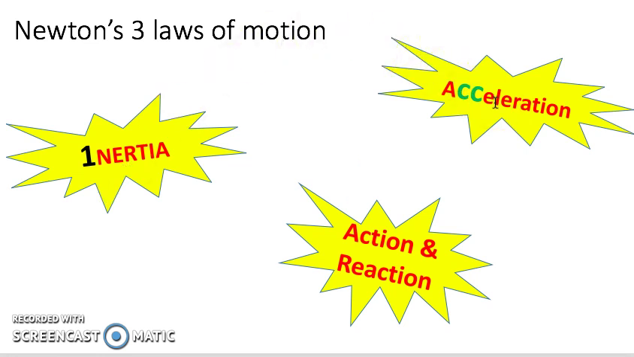The second law is known as acceleration. The acceleration you have is proportional to the size of the force causing it, and the acceleration takes place in the direction in which the force acts. This law is centered mainly around the way in which the size and direction of a force determines the acceleration.